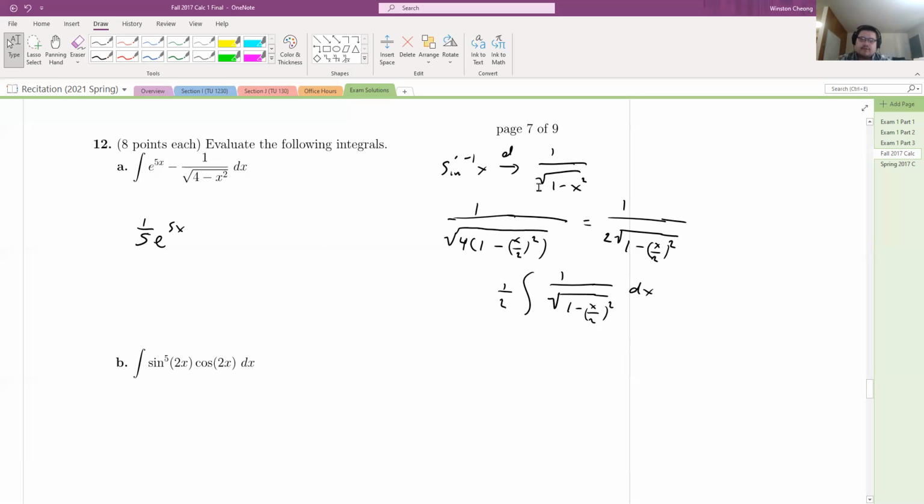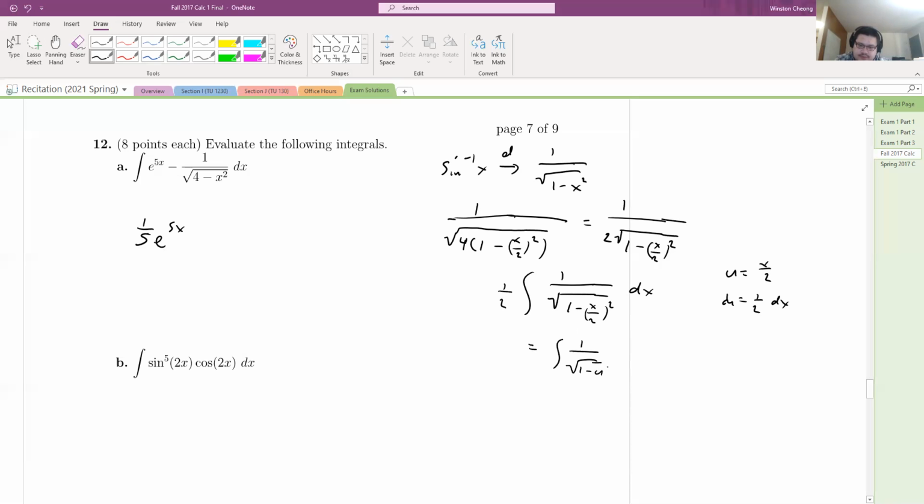And this really does resemble the inverse sine formula, except you have to apply a u sub to it. Okay, so let's go ahead and do the u sub. u is equal to x over 2. du is equal to 1/2 dx. Well, that's convenient because we already have the 1/2 in front, so I can pull that back in when I perform the substitution.